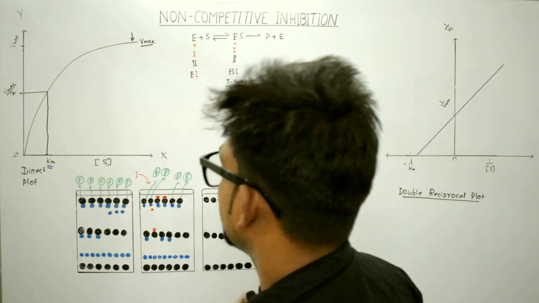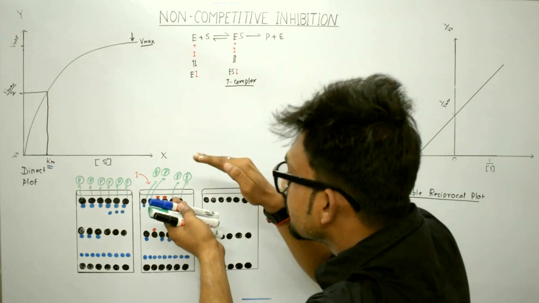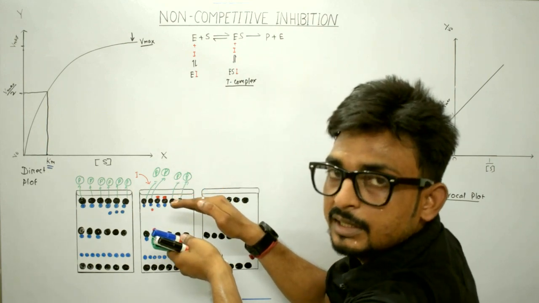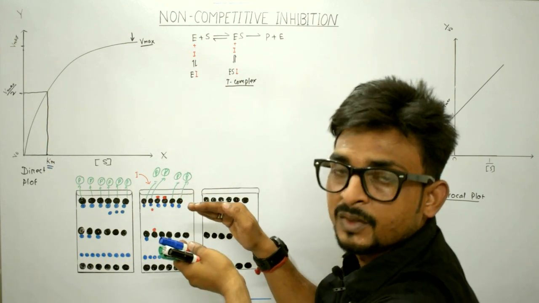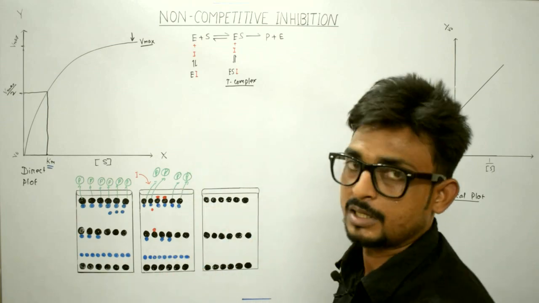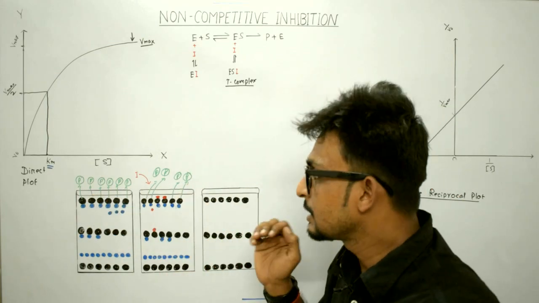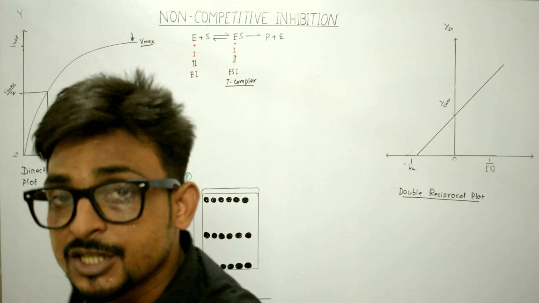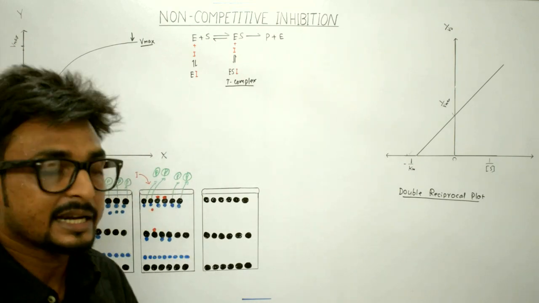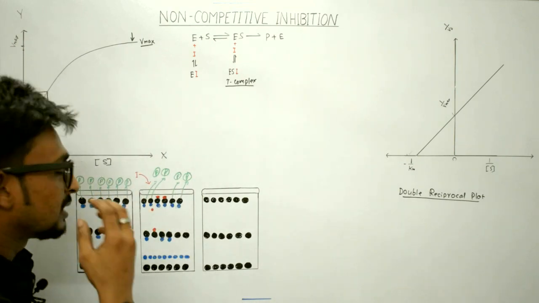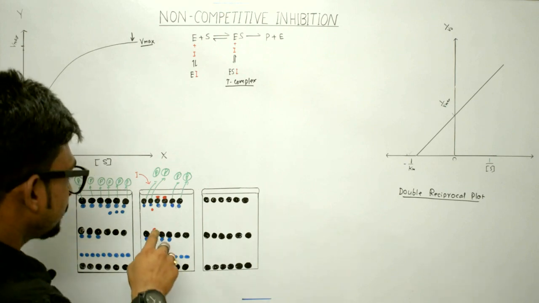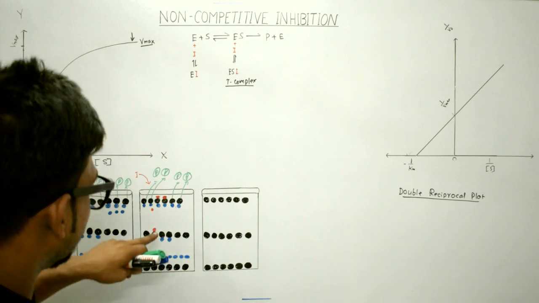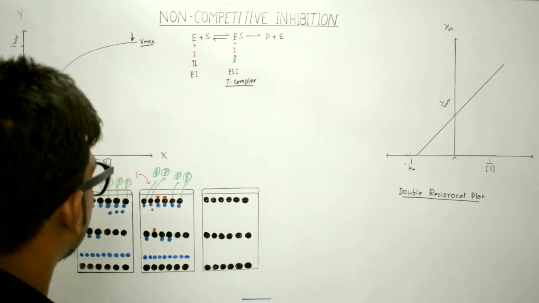So here only 4 products we are getting. That means the maximum velocity here it is not achieving. It is a little bit lower compared to this one, which means the efficiency of the enzyme, or enzymatic activity, will be decreased. Okay. Now in that case, what will happen if we look at the graph?